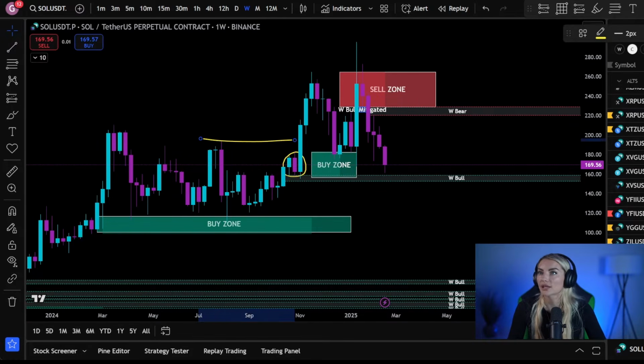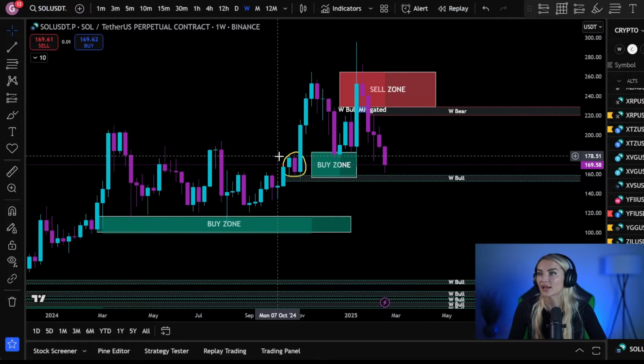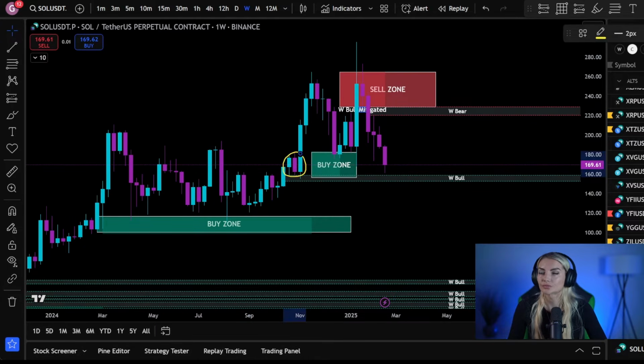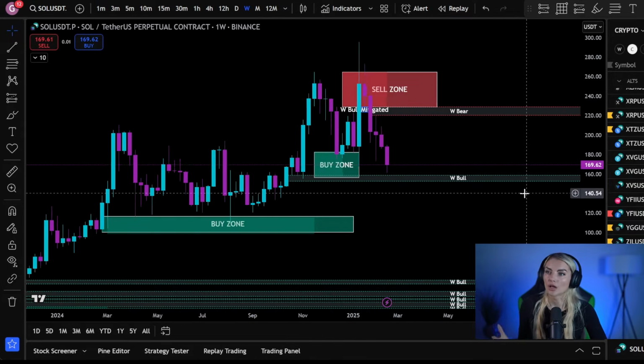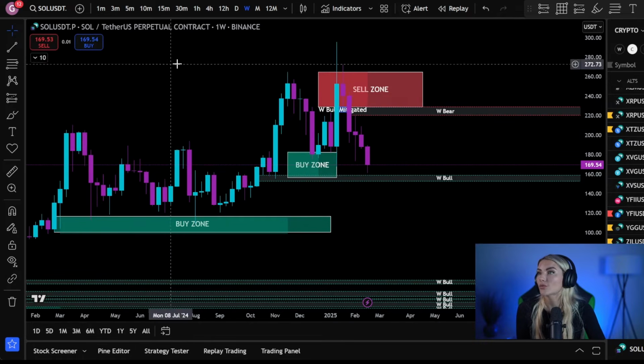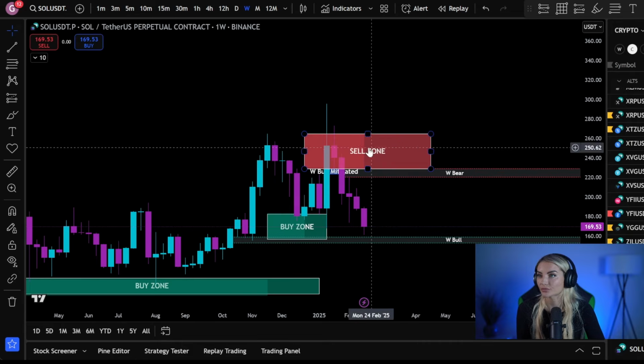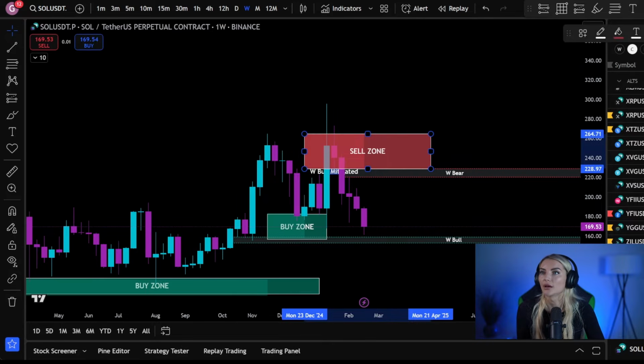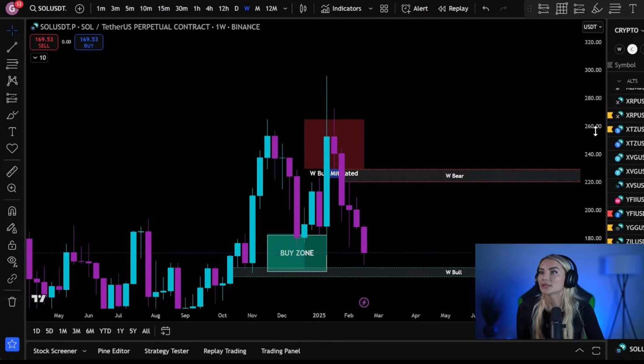But order blocks and breaker blocks are something that price action traders are trading a lot. I don't want this video to be super long, so we're going to move on with the fair value gap. So the indicator is also going to show you these ones on the chart. Now, what is a fair value gap? You guys, we've spoken about this a lot. Let's remove this so we can see it.